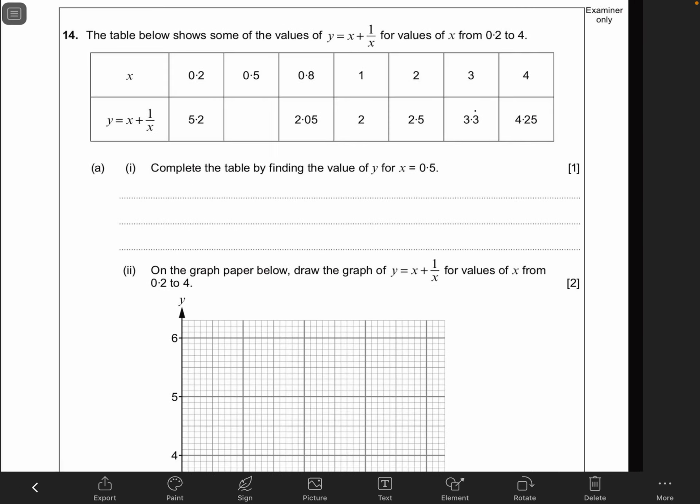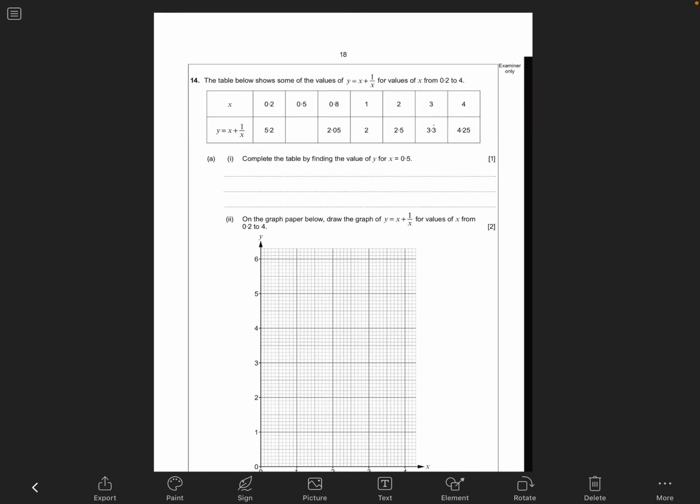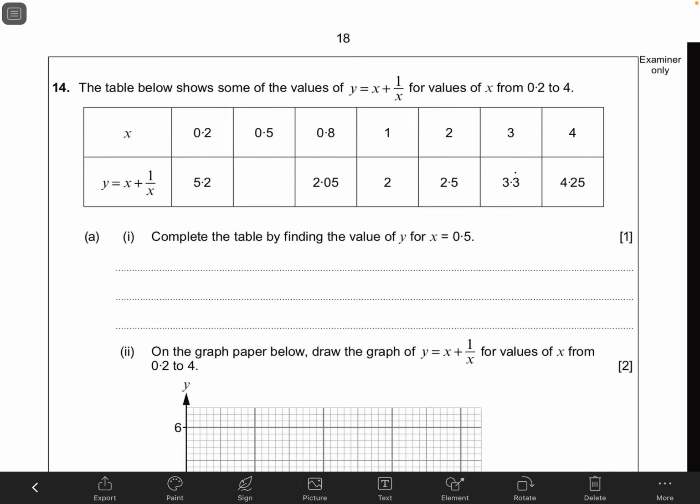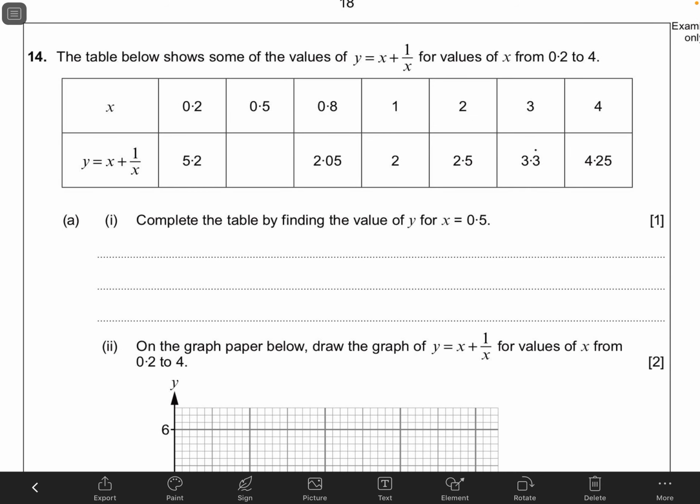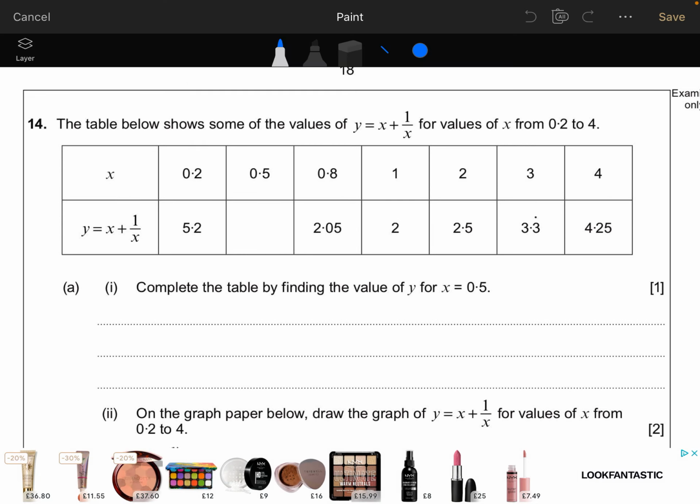On to question 4. Okay, this has got a graph at the bottom, so we'll deal with the table first of all at the top. The question says, the table below shows some of the values of y equals x plus 1 over x for the values of x from 0.2 to 4. And we've got to work out the value. We can see that there's only one gap here we've got to fill in. So we need to take the value 0.5 and put it into this equation.